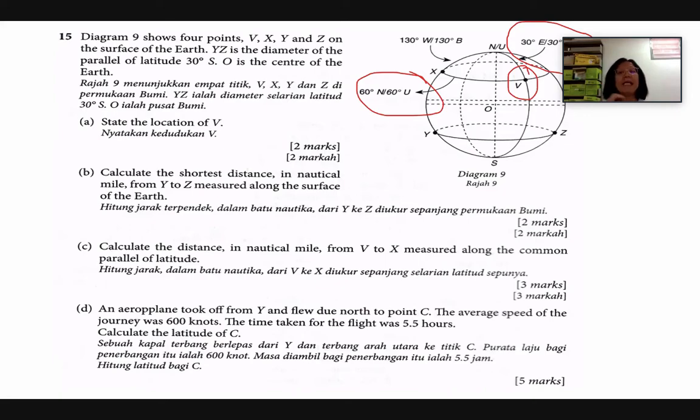Now, part B, keyword shortest distance. Ladies and gentlemen, the shortest distance will be between Y and Z. If you look at Y and Z on the question, they are on opposite sides of the earth. Y is at the front.